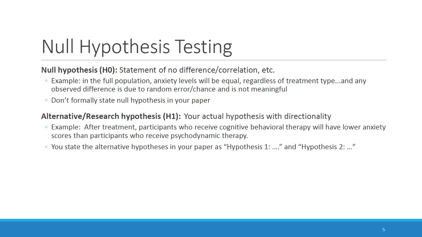For example, after treatment, participants who receive cognitive behavioral therapy will have lower anxiety scores than participants who receive psychodynamic therapy. So we are making a specific prediction based on what we know about cognitive behavioral therapy and its treatment for anxiety. So you state the alternative hypothesis in your paper as hypothesis 1, and then your hypothesis 1 and hypothesis 2, just the same way that you did for your paper 1.